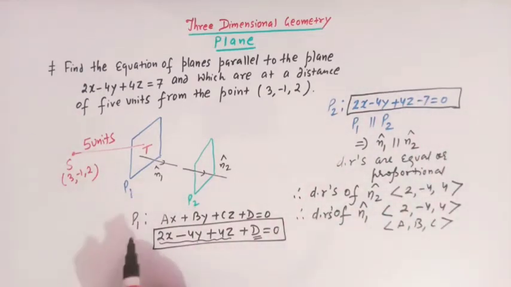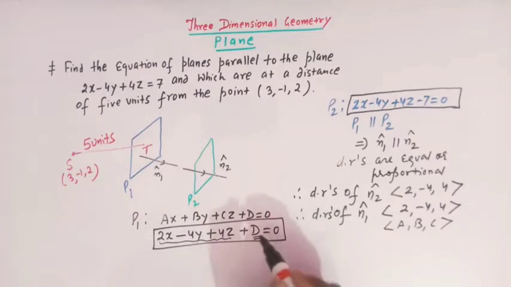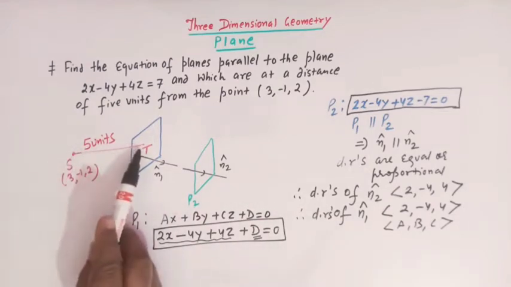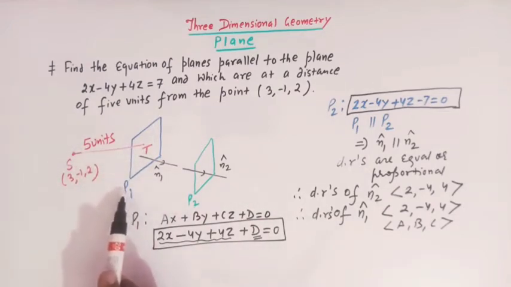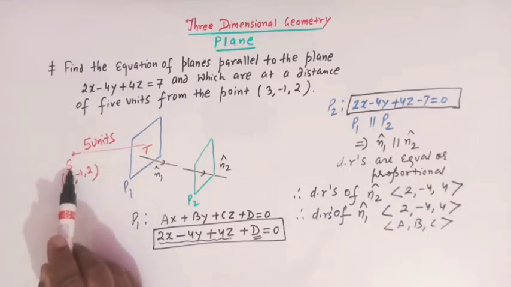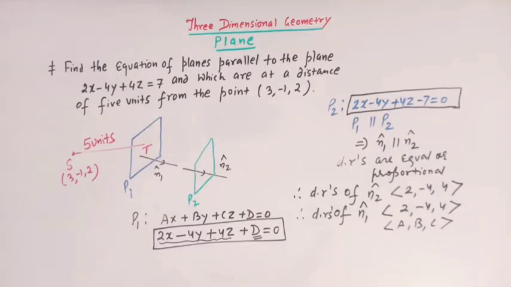And here the equation of P1 is 2x minus 4y plus 4z plus d is equal to 0. Therefore we now have to find this constant d with the help of this condition, that this plane P1 is at a distance of 5 units from this point S.